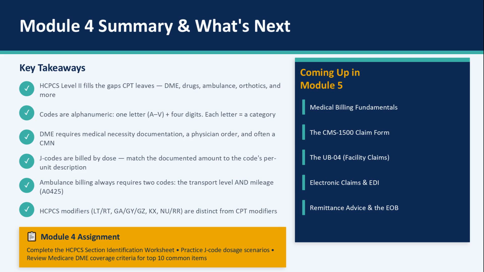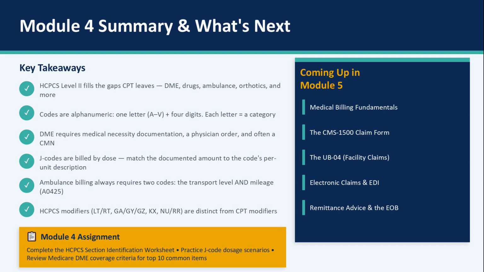For your Module 4 assignment, complete the HCPCS section identification workbook, work through J-code dosage scenarios, and review Medicare DME coverage criteria for the 10 most common items. That last one is going to serve you in both your exam and in real billing work.